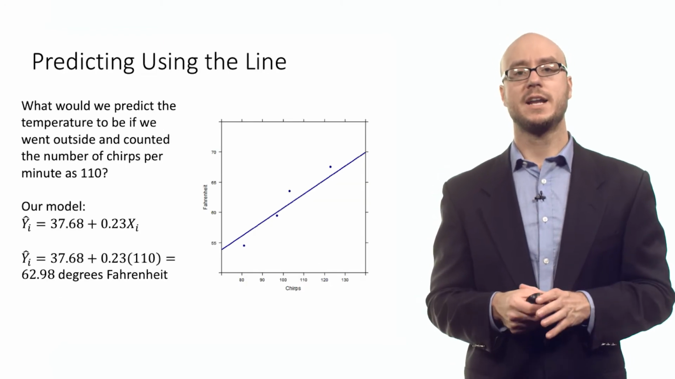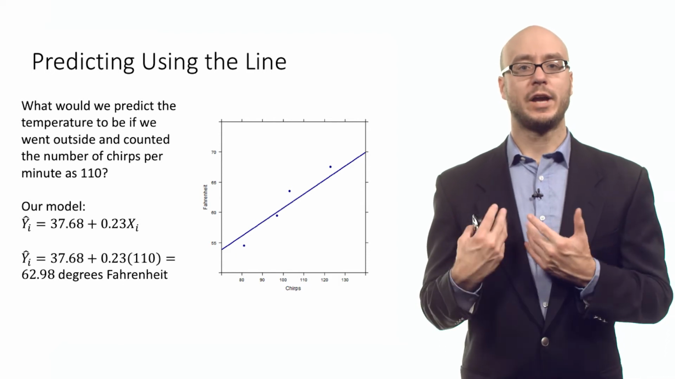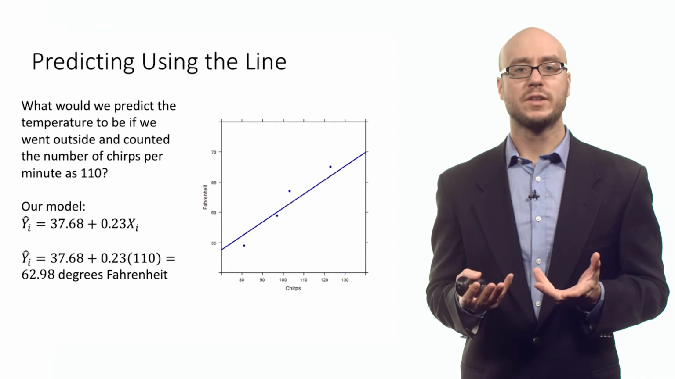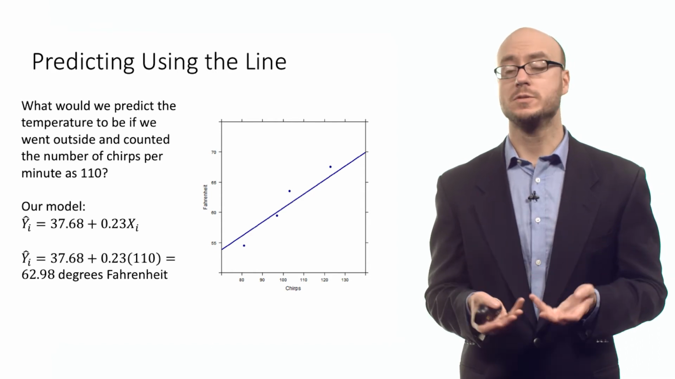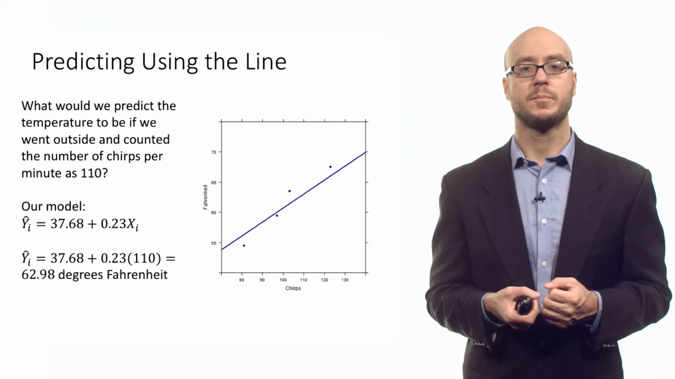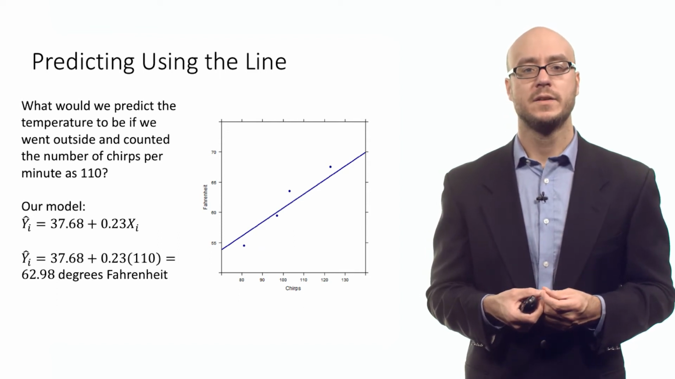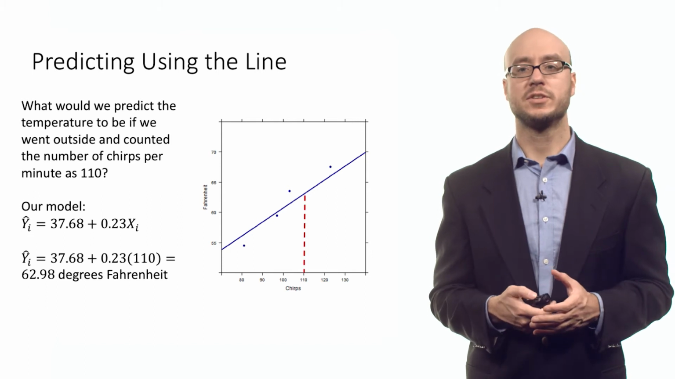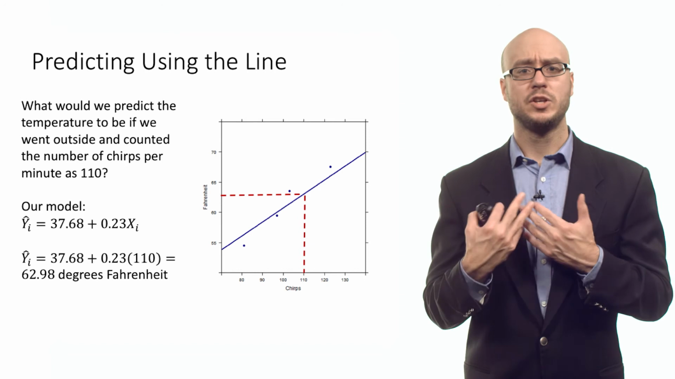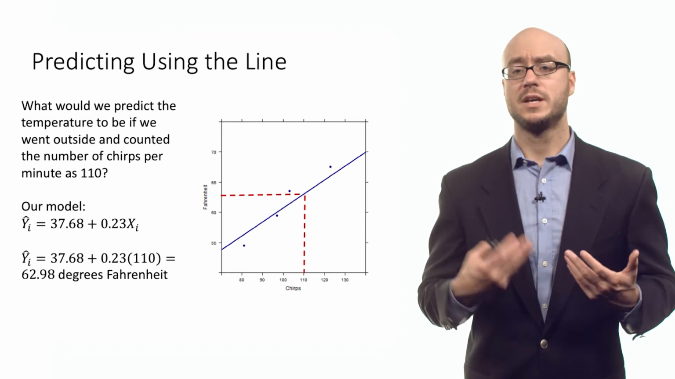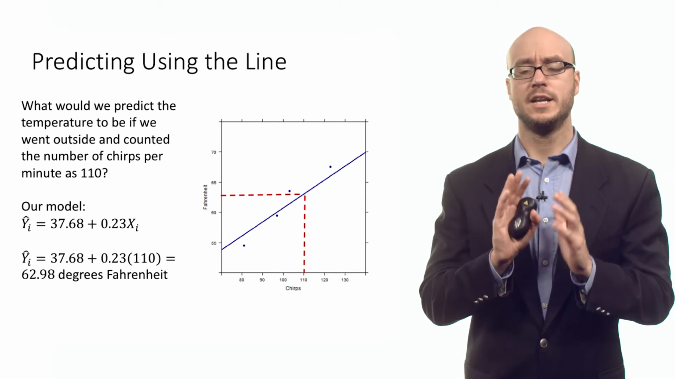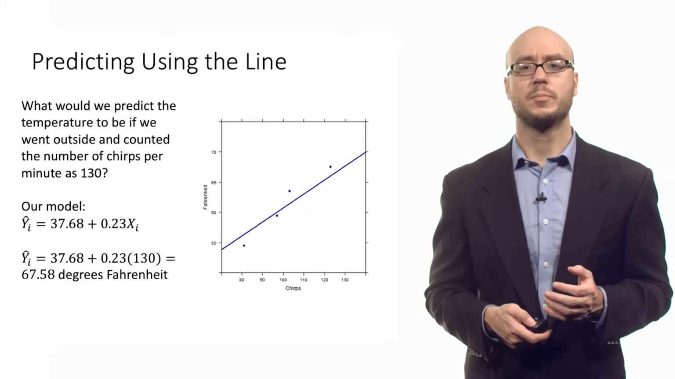So if you went outside and counted the number of cricket chirps per minute to be 110, what would you predict the temperature to be? Well, we can just use this model. In this case, if the number of cricket chirps per minute is 110, then the temperature outside is about 63 degrees Fahrenheit. This is seen in this graph. We're really just using the regression model the same way as before, but in a new context when we talk about prediction.